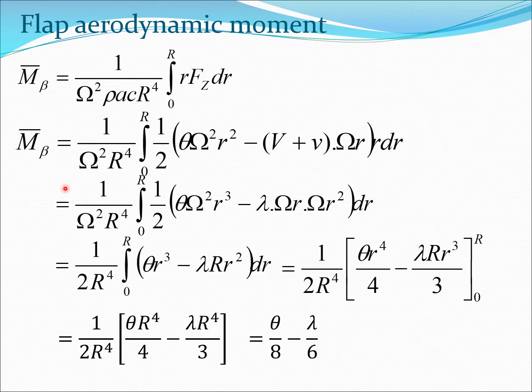And then what I do is I keep on simplifying this expression. So I bring in lambda here in place of V plus small v, and then I take the terms out and cancel some of the terms involving rotation speed. So I get this term here, theta r cubed minus lambda r squared. And then I integrate this expression here. So once I integrate this expression, I basically assume that theta is constant and lambda is constant. And with those, I can get this in a simpler form. And then I can write this as theta by 8 minus lambda by 6. So that's the expression for M beta bar. And remember, I made this key simplification here that theta and lambda are constant to find this particular integral out.